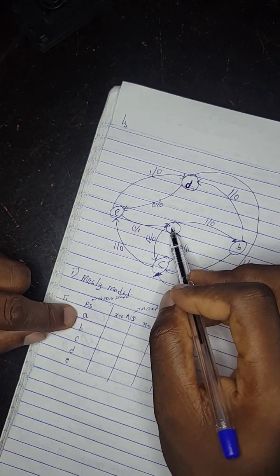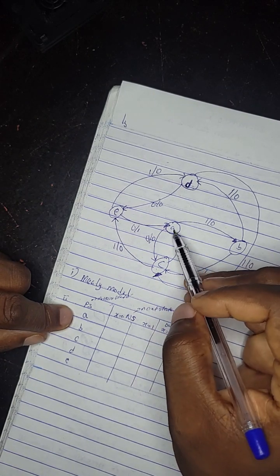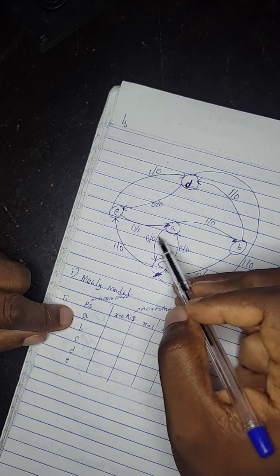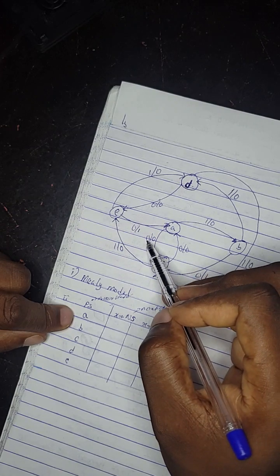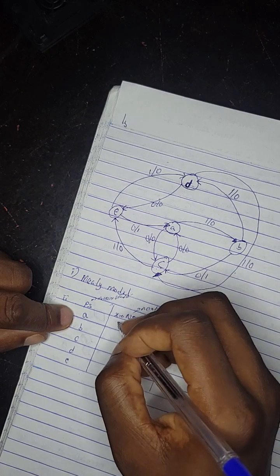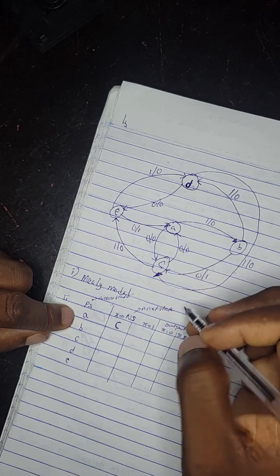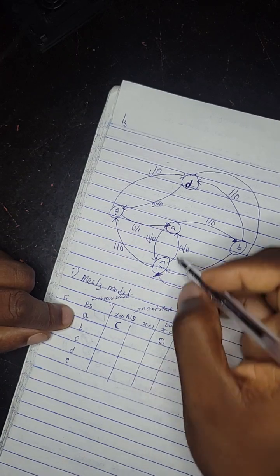This is A. When x equals 0, that's this line here. This is when the input equals 0, because x is our input. The next state is what? The next state is C. So we have C here. And what's the output? The output is 0. The output for this is 0.